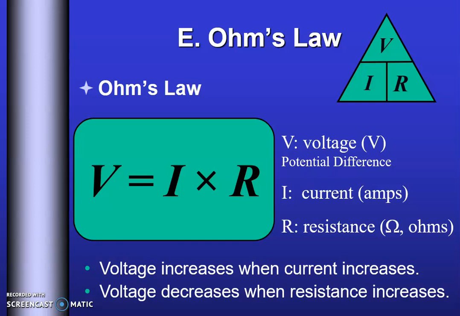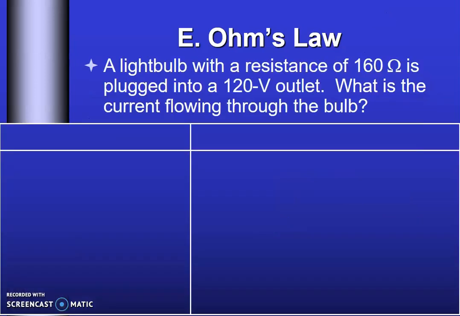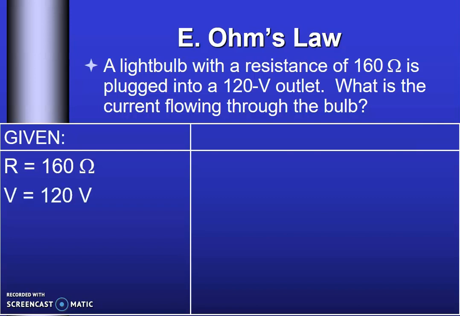All right, let's take a look at an example problem. A light bulb with a resistance of 160 ohms is plugged into a 120 volt outlet. What is the current flowing through the bulb? Okay, so just like we always do, let's analyze the information that we've been given. So we have a resistance of 160 ohms, so we have an R. We have 120 volts, so we have a voltage. And the question asks, what is the current? So that is my unknown.